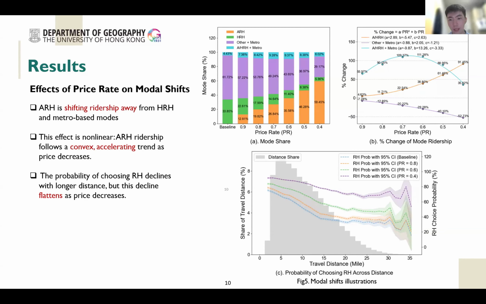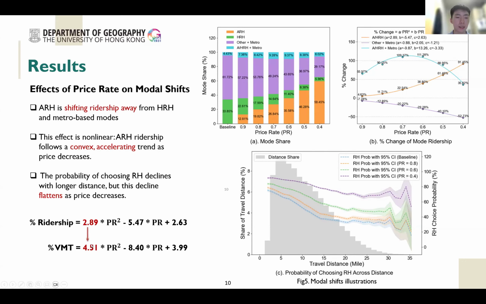But at a lower price, let's see the purple lines, the decline flattens as the price decreases. So this results in a larger quadratic coefficient of the VMT. This means that at lower price rates, the VMT increases more disproportionately than the ridership.